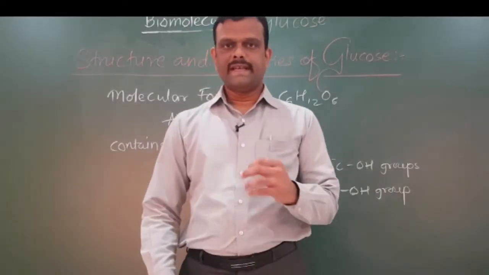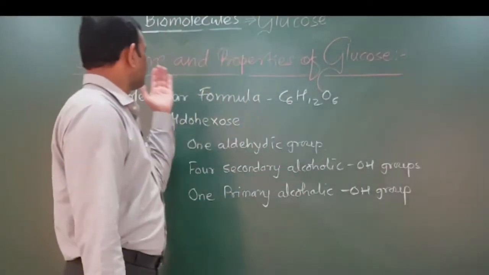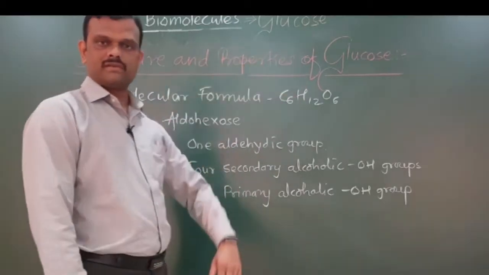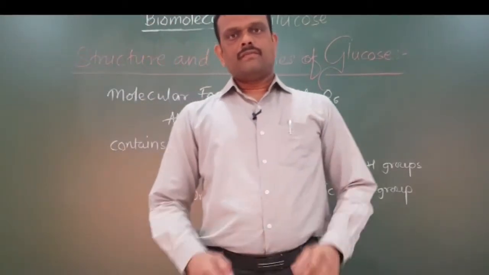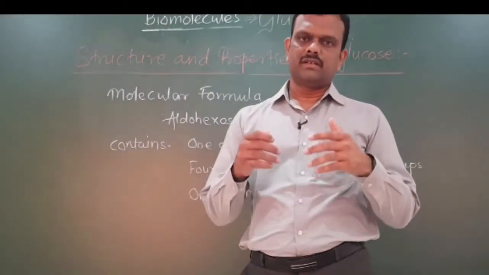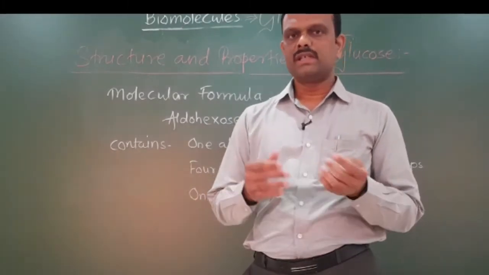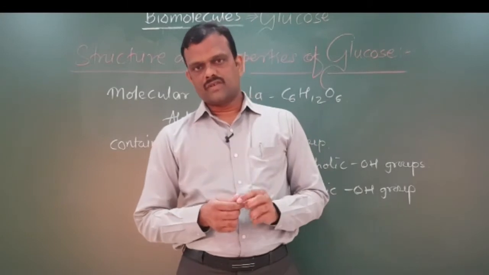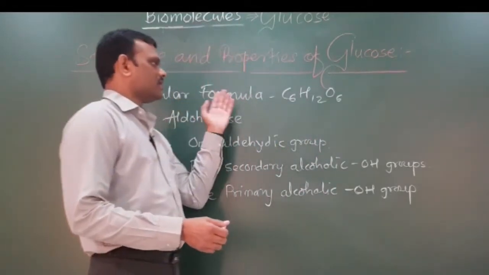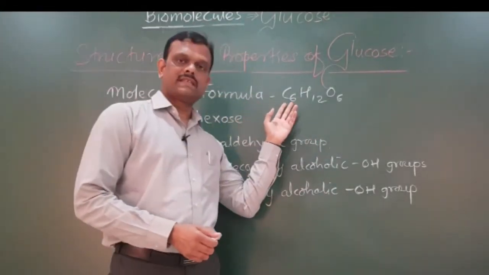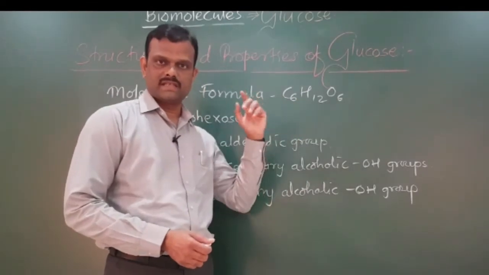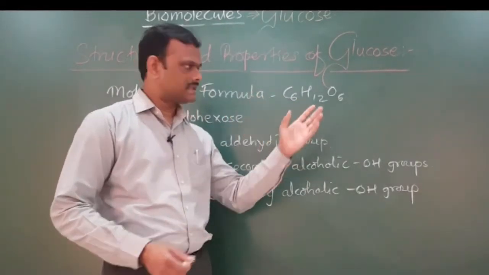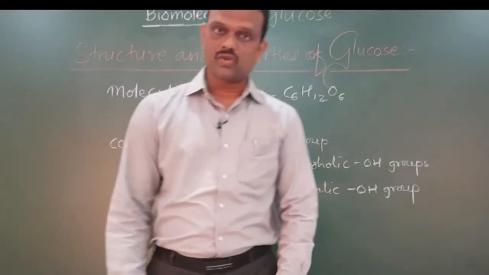Now the next part is structure and properties of glucose. First we have to consider the structure of glucose, which is initially concluded. For that purpose we have to consider the molecular formula of glucose. Its molecular formula is C6H12O6. That means 6 carbons, 12 hydrogens, 6 oxygens are present in glucose.